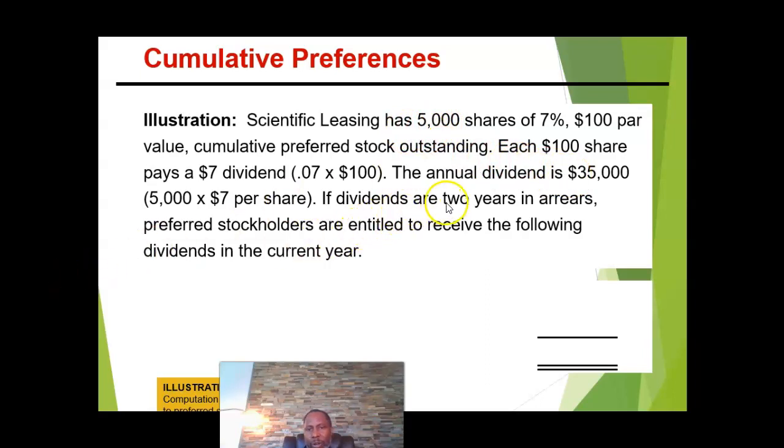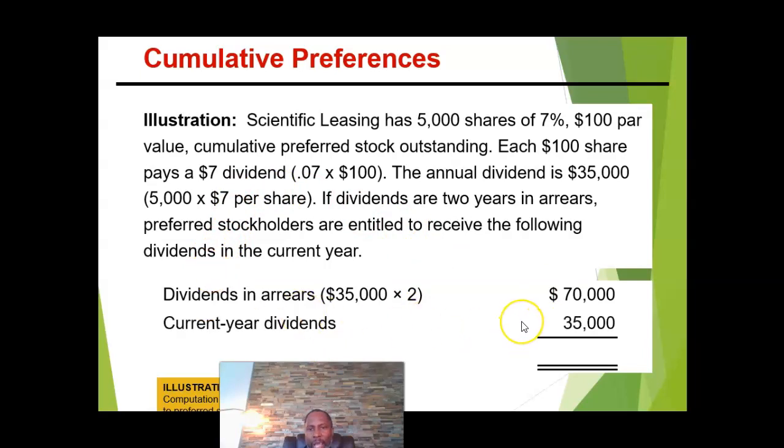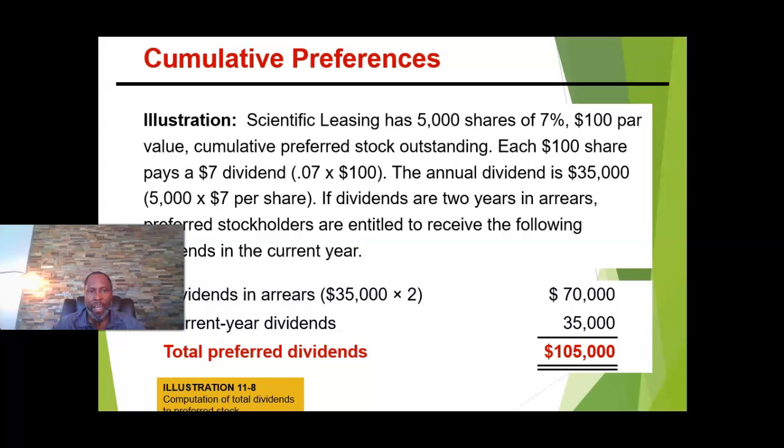So if dividends are 2 years in arrears, it means we owe them $35,000 per year times 2 years, so $70,000 is the amount in arrears, plus we're going to owe them $35,000 for the current year. Therefore, the total amount owed to the preferred stockholders would equal $105,000. So if dividends are cumulative and preferred, when you pay the preferred stockholders, we must pay them the amount owed from those previous years as well as the amount owed for the current year.